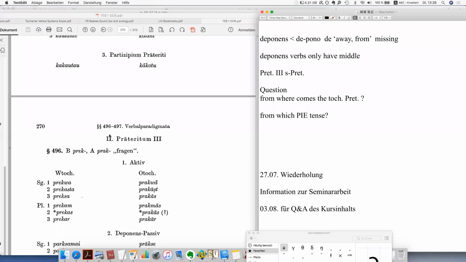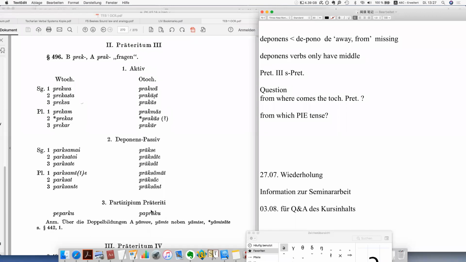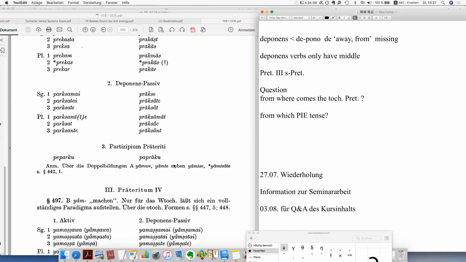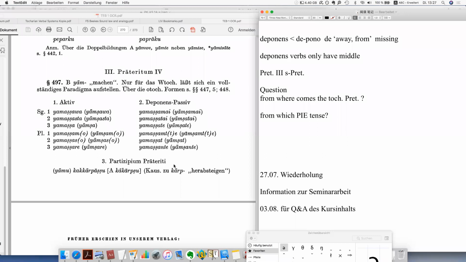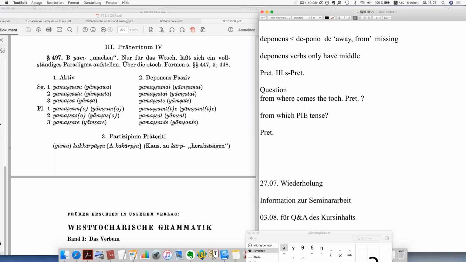So in preterite 3, you also find the participle, right? It's peparku and papraku. So it's also reduplicated. And then there's a fourth preterite. It's called the sh or the sha preterite. We'll talk about preterite 2 later.